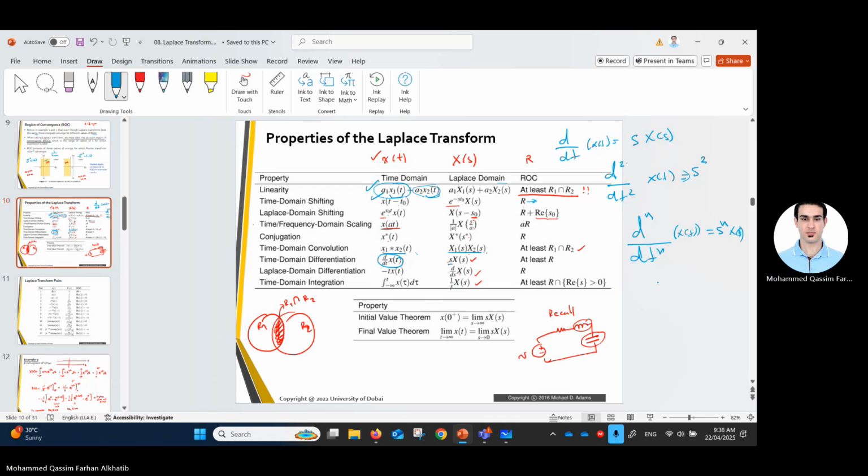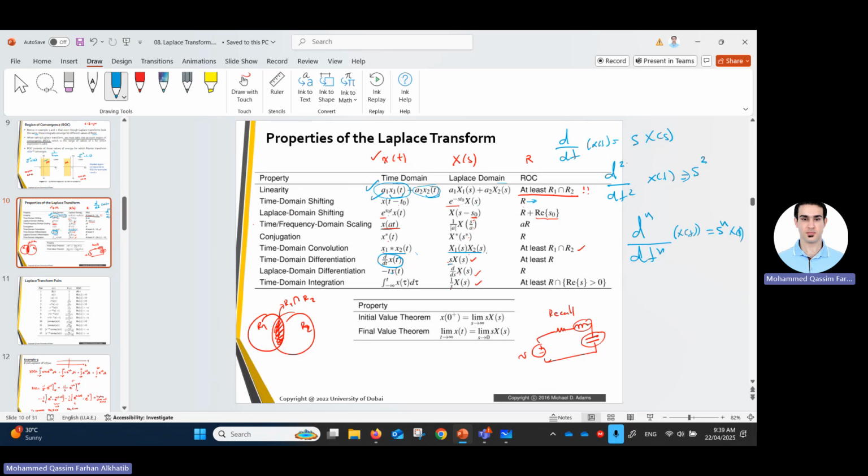Clear? So in there it was j omega. Here it is just s. And you notice also it's simpler than the one with the Fourier, because in the Fourier we have j omega. So when you have j omega squared, it becomes negative omega squared. You have j omega cubed, it becomes negative j omega cubed, and so on. There will be a sign changing in the Fourier, but here it's just s in Laplace, so it is easier.